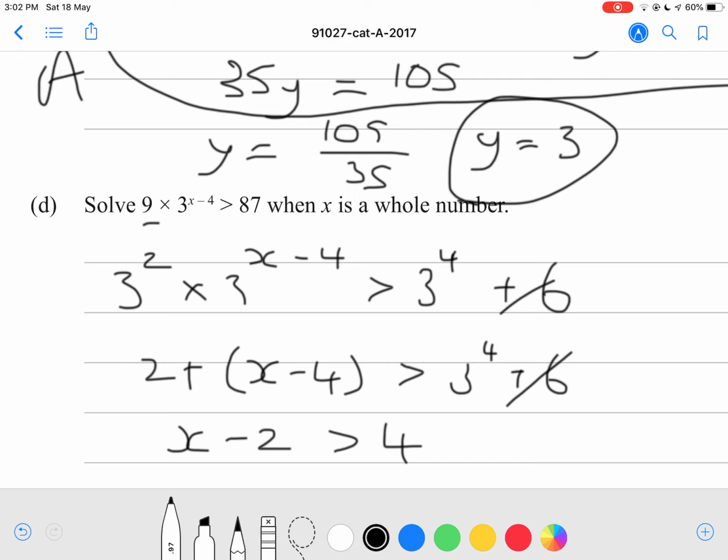So how do I explain this better? So we're trying to find when x is a whole number and when the expression is bigger than 87, okay? So basically when 3 to the power of 5 is bigger than 87, okay? And 3 to the power of 4 will be smaller than 87, okay? So basically, if 3 to the power of 5 will give us something bigger than 87, therefore we have to get 3 to the power of 5 at least on the left hand side of the equation.